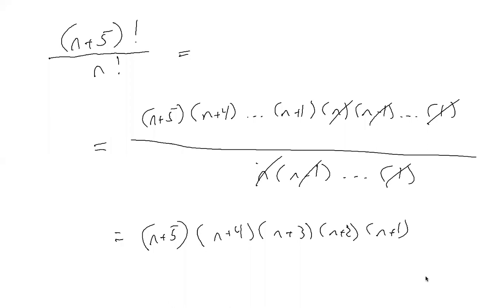And in general, if I have a fraction of factorials, the smaller factorial should be canceled completely. And what's going to be left over is just everything bigger than that smaller term. So the n factorial on the bottom is going to cancel completely. And what am I going to be left with on top? Just everything that's bigger than n. So n plus 1, n plus 2, n plus 3, n plus 4, n plus 5.